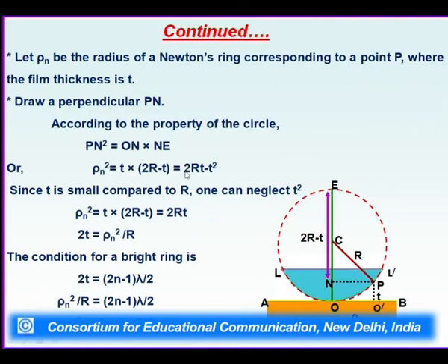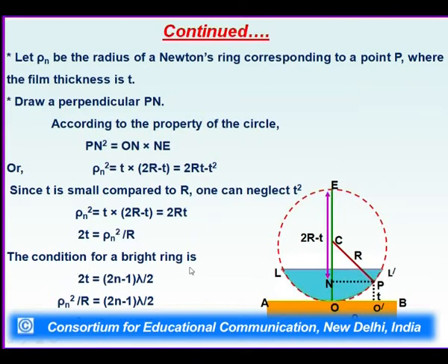In this manner we get rho n square is equal to 2Rt minus t square. Since t is very small as compared to the radius, we can neglect t square. Then the final equation is rho n square is equal to 2Rt, as the t square term is neglected. Now 2t is equal to rho n square by R.